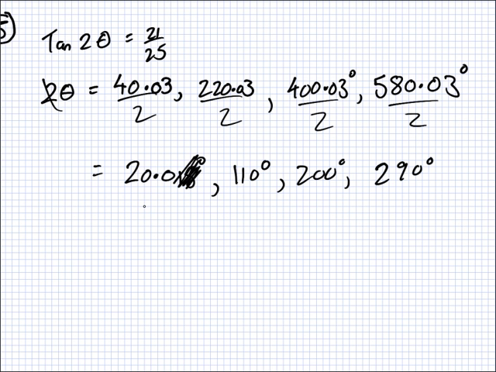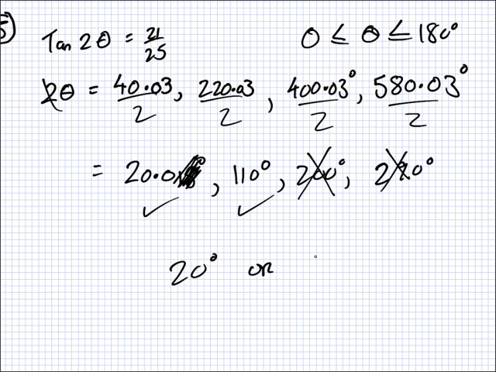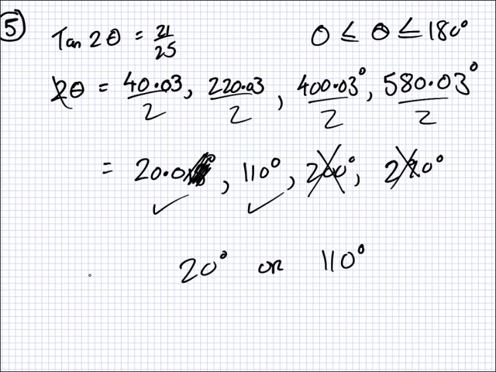Now, these two answers are okay, we need to fix these. However, if we try to fix them, we have a problem. It doesn't work because if we minus 360, they're still outside the range. So we can never get these inside our range of 0 to 180. So there's only two answers, 20 degrees or 110 degrees. Because there are only two answers, you don't need to calculate the other two.